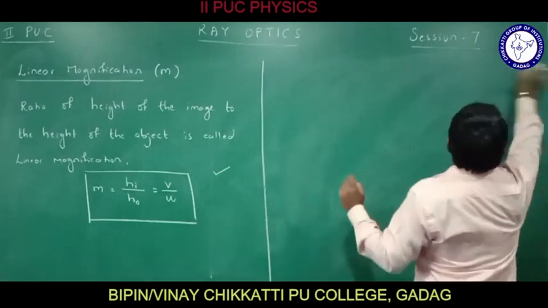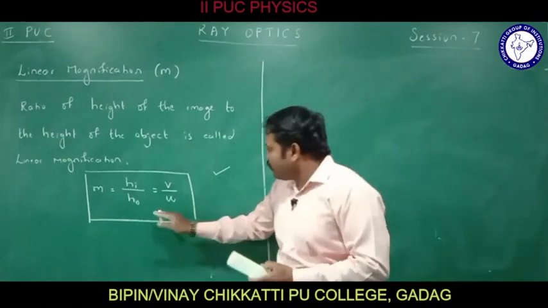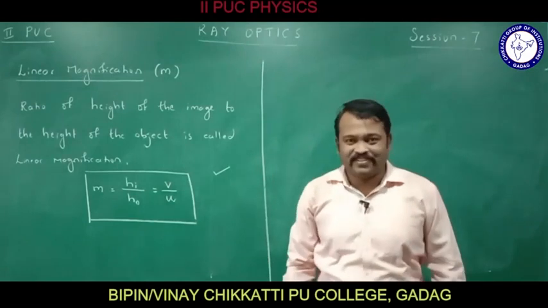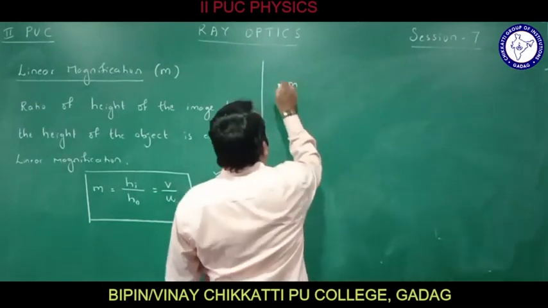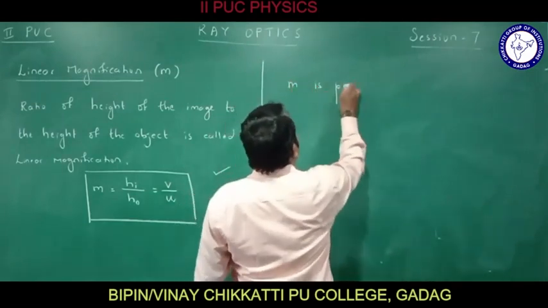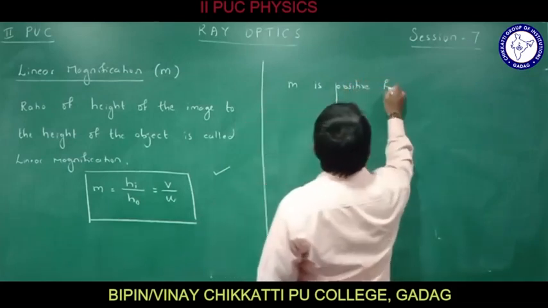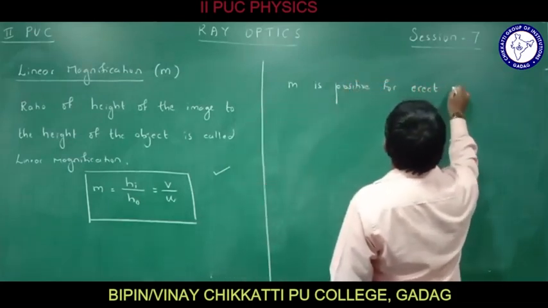Just for comparison's sake, I took this formula. Remember this is linear magnification. And another thing you need to know here is that linear magnification is positive for an erect image.